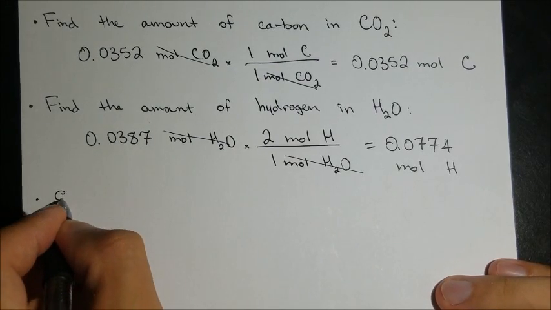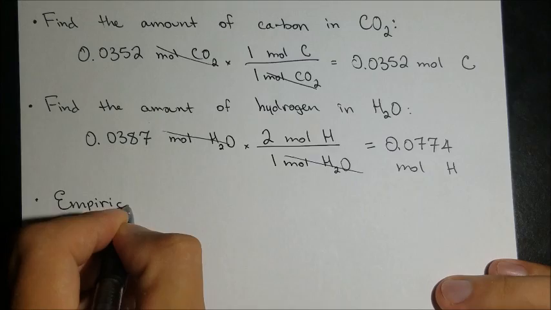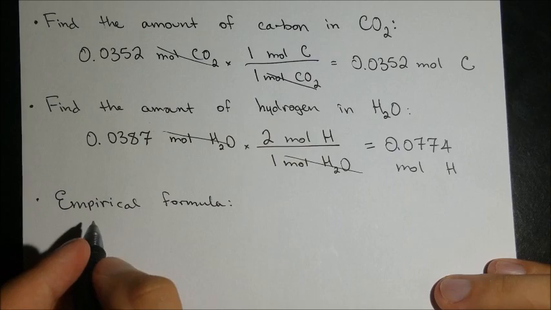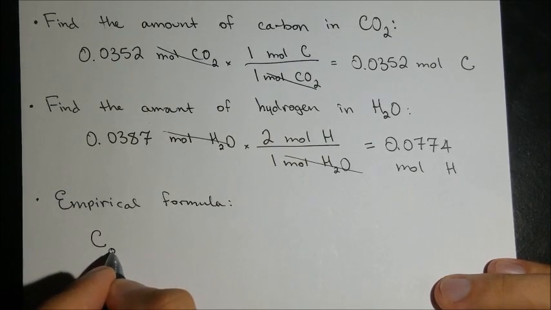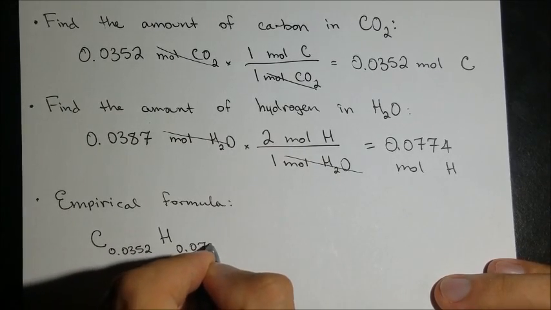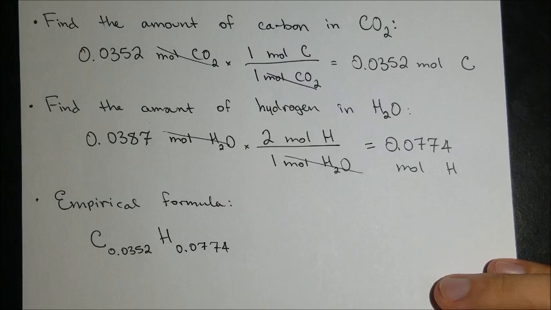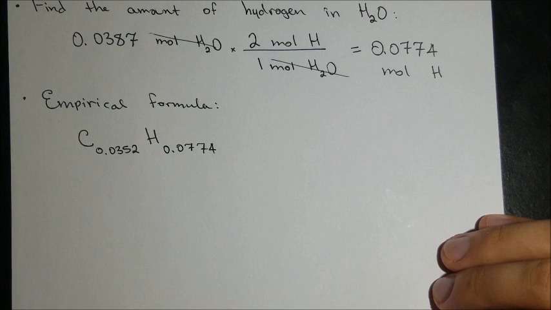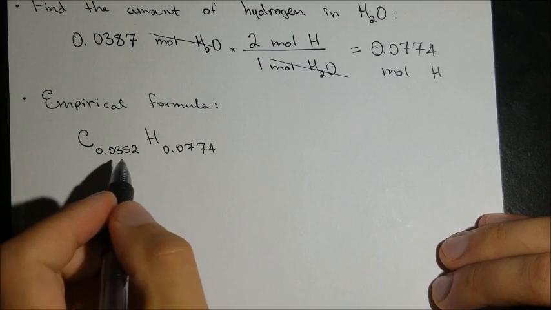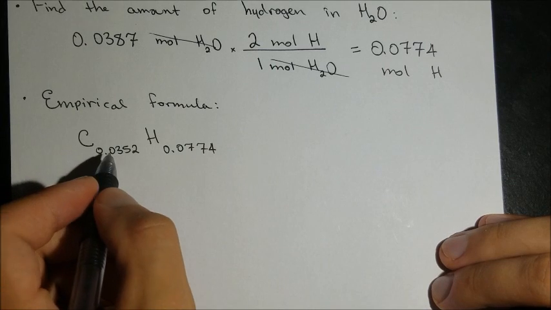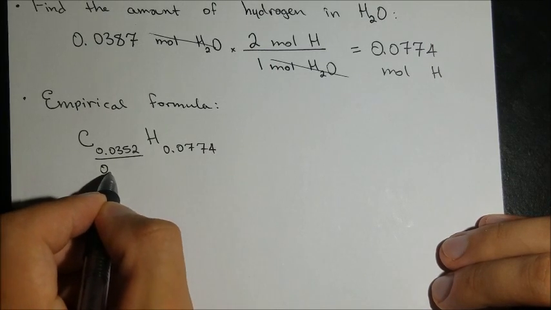So now we can make an empirical formula. So we have 0.0352 moles of carbon and 0.0774 moles of hydrogen. Just like with any other empirical formula, what we can do first is divide these numbers by the smallest number. So the smallest one of these two is going to be the one with the carbon.